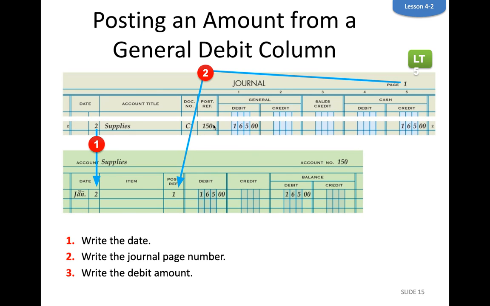So back to this, the debit was for 165. And so we're going to write the debit amount of 165 from supplies into the debit column here. And then write the new account balance over here.